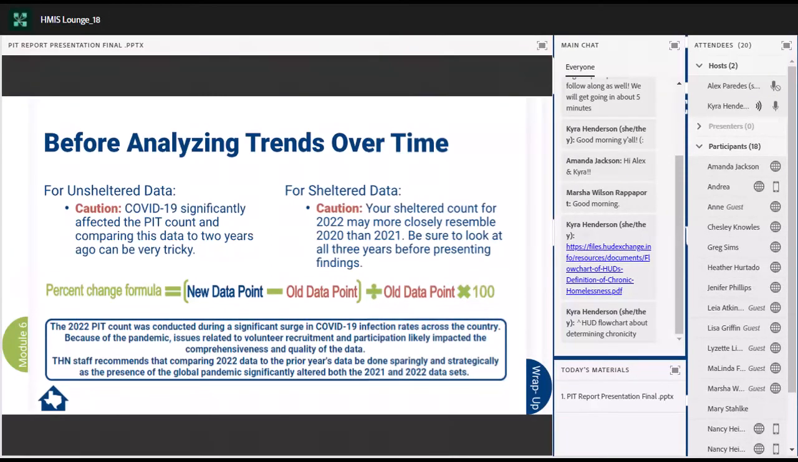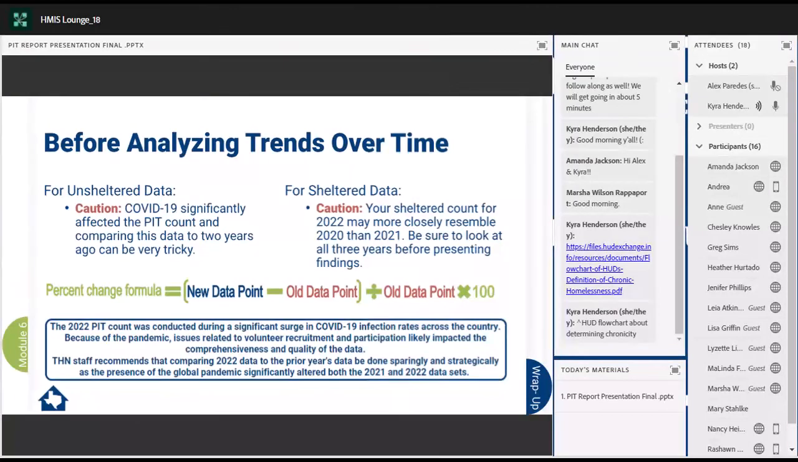THN recommends that comparing current unsheltered data to pre-pandemic unsheltered data be done sparingly and strategically because of the number of ways COVID-19 has significantly altered the unsheltered PIT count in particular. Now, if we think about the sheltered count instead, the 2020 sheltered count, as a reminder, was conducted prior to the onset of the pandemic. The 2021 sheltered count was conducted a year into the pandemic. Something that you may find is a dramatic change from 2021 to 2022.